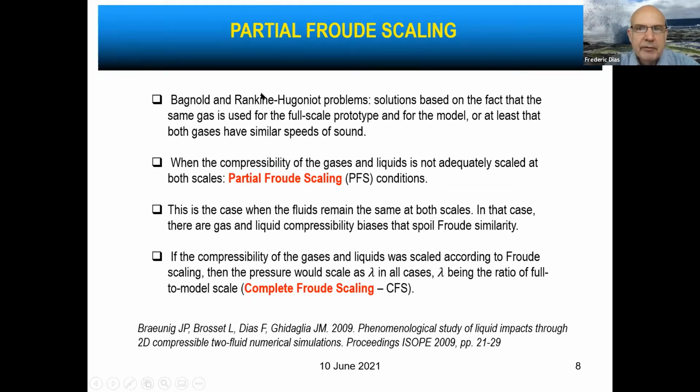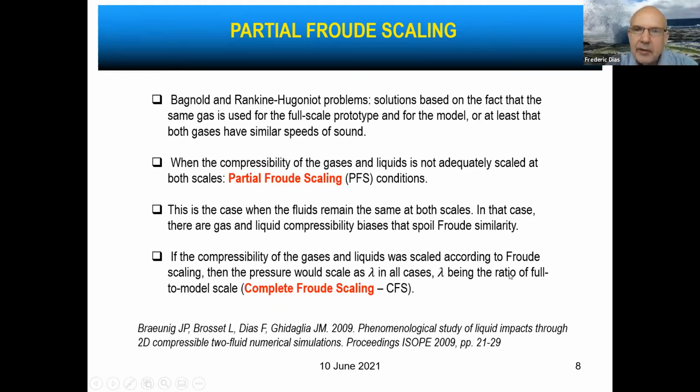But now for the problems involving compressibility, the Bagnold and the Rankine-Hugoniot solutions are based on the fact that the same gas is used for the full-scale prototype as for the model, or at least that both gases have similar speeds of sound. But in practice, the compressibility of the gases and liquids is not adequately scaled at both scales, and that's what we call partial Froude scaling conditions. This is the case when the fluids remain the same at both scales. In that case, there are gas and liquid compressibility biases that spoil the Froude similarity.